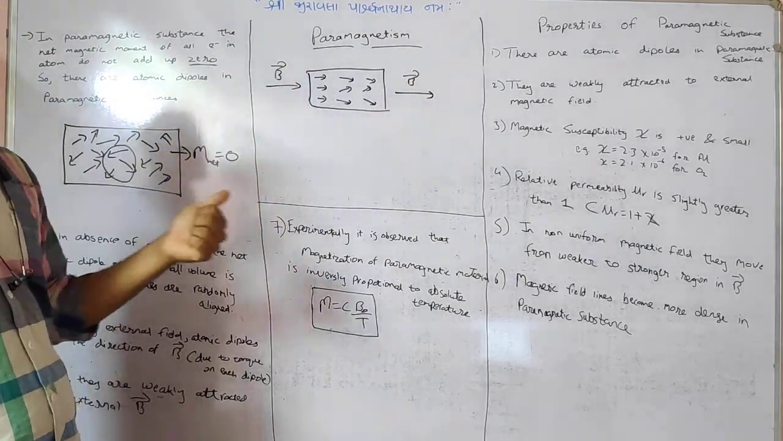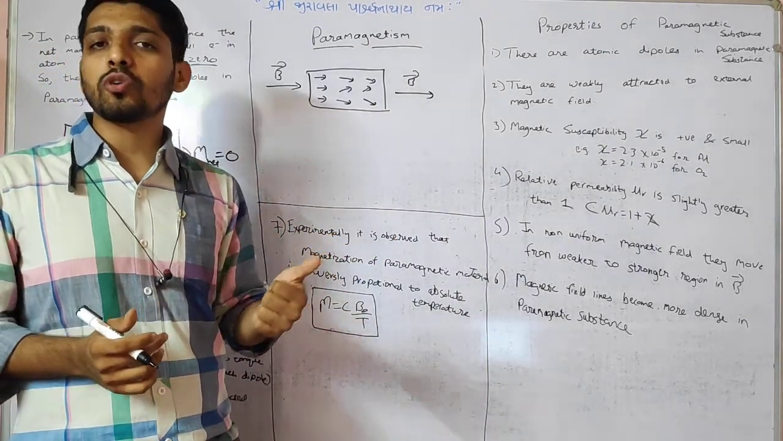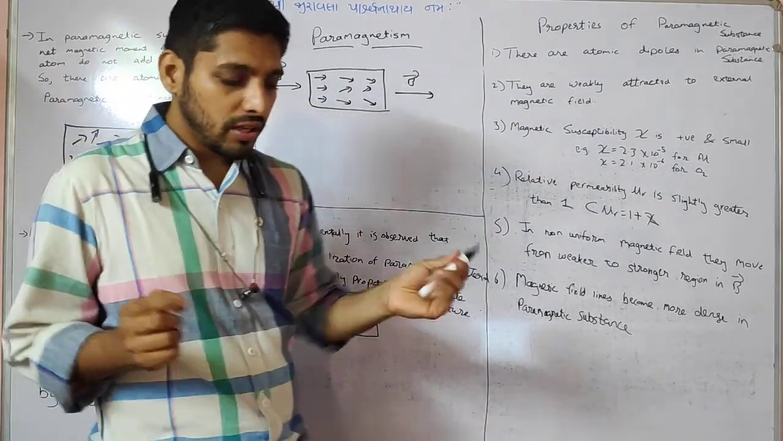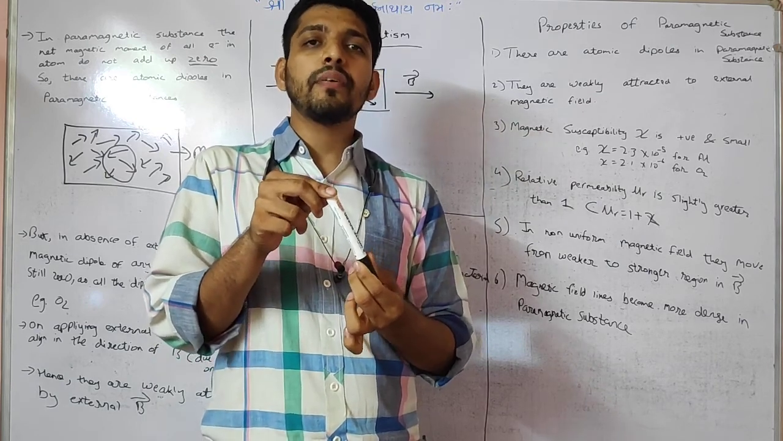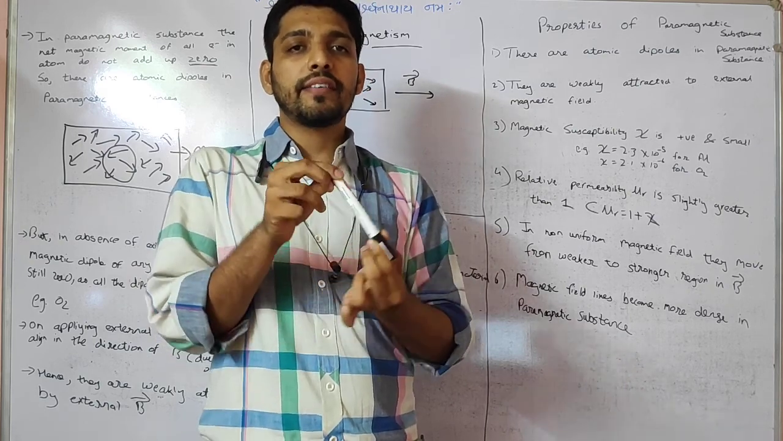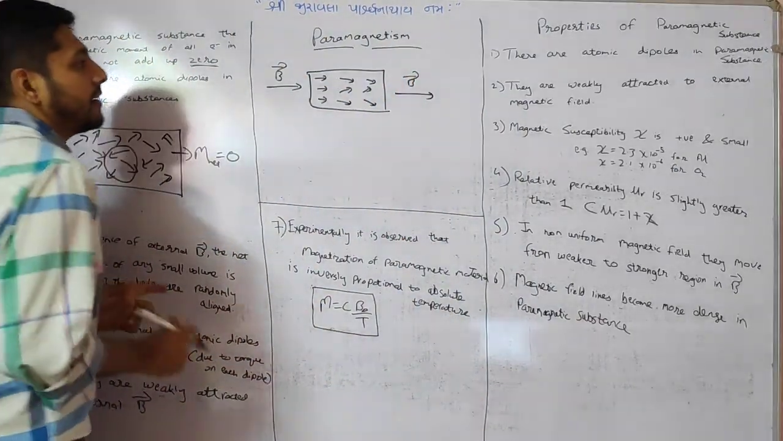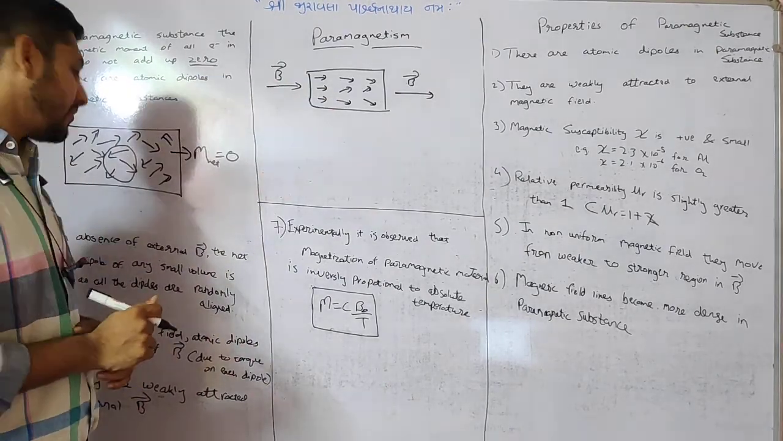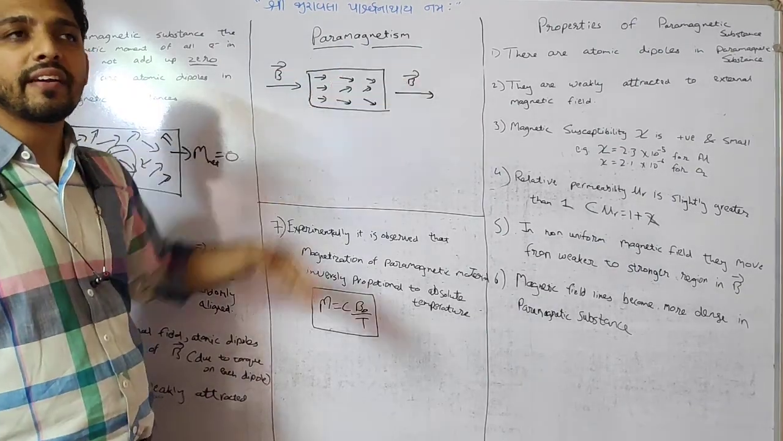Why does it try to align itself? Due to the magnetic torque. Whenever there is a magnetic dipole in a magnetic field, it experiences a torque. We have already derived the theory about it. Suppose it was in a random manner, in this manner. Due to the external magnetic field, the torque applies on it and tries to get it in the direction of the magnetic field. So it tries to align itself in the direction of the external magnetic field provided on it. Hence, what will happen? It means that it is weakly attracted.